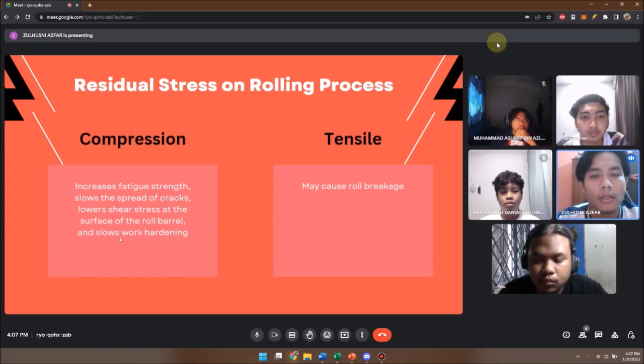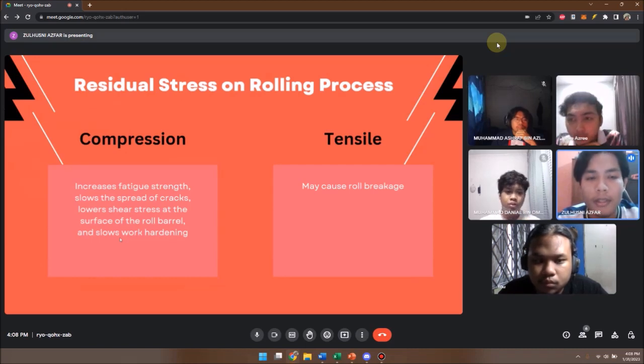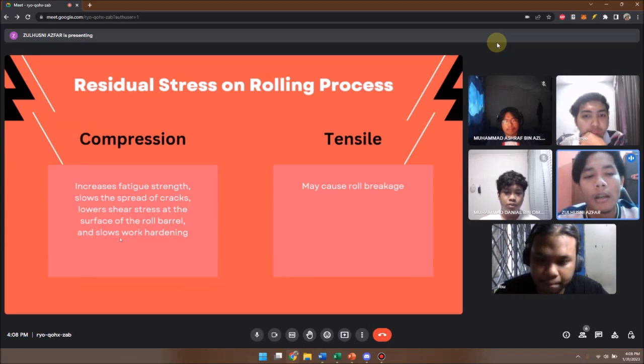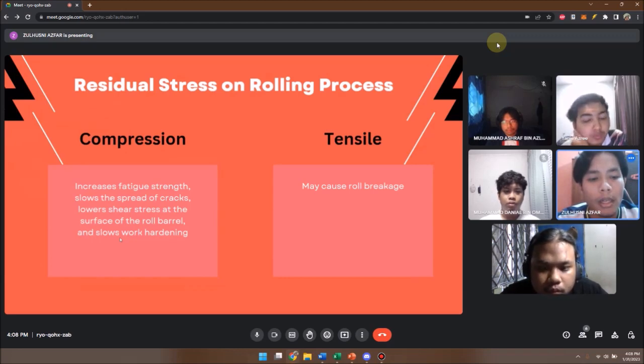So I will explain about the residual stress in the rolling process. Residual stress has a lot to do with the strength of the rolls. In compression and tension, it is different. For compression, the residual stress will increase the fatigue strength, slow the spread of cracks, lower shear stress at the surface of the roll barrel, and slow work hardening. And for tension, the residual stress may cause roll breakage.